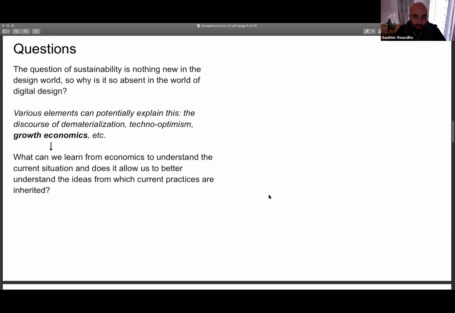So what I was doing in this research was to take the angle of growth economics and try to see what we can understand about digital practices and their connection with sustainability, and the material dimension that we can analyze from growth economics. And also, by looking through economics, can we see a few ideas that we inherited as digital designers? Can we look at the past through the lens of economics to find these ideas that are maybe holding us back or making the practice itself unsustainable?